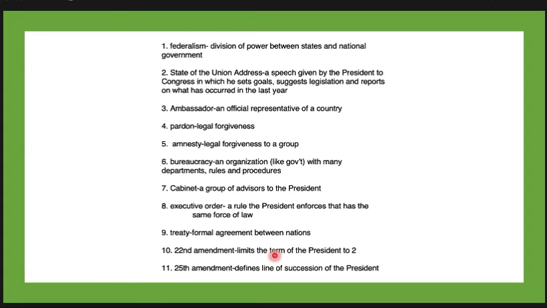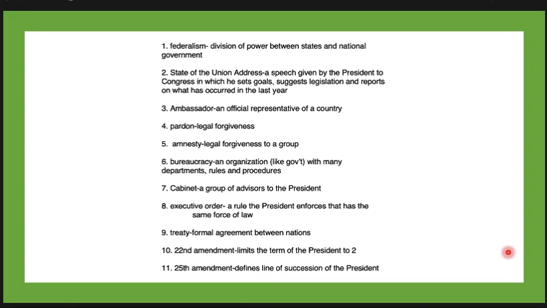The 22nd Amendment limits the term of president to 2 4-year terms, with a couple of exceptions, like if you're the vice president and you take over a presidential position due to death or illness, that would not count against you. And then the 25th Amendment defines the line of succession, and we're going to look really at all of these things as we go through, but I wanted to just give a good review of these vocabulary words.